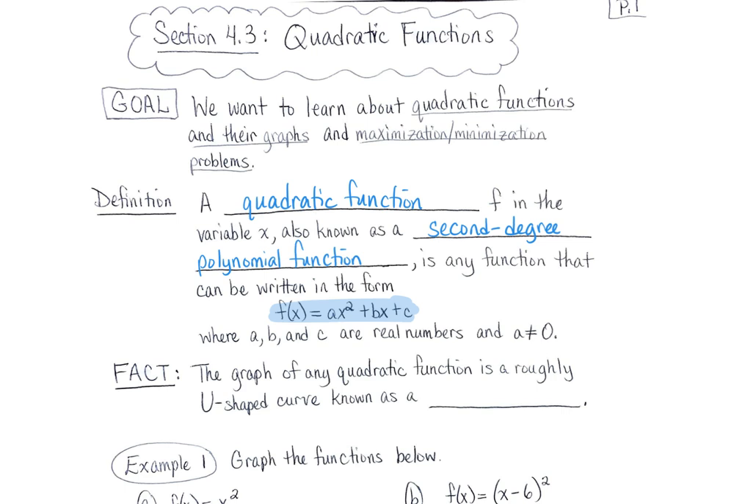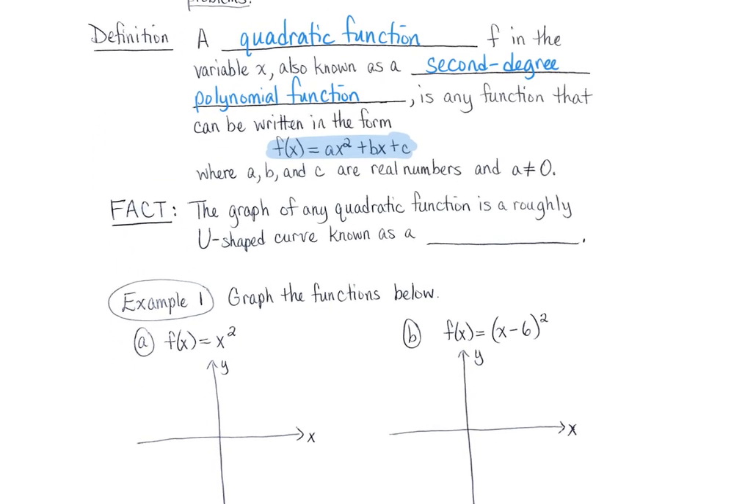Quadratic formula, very good. So you had to have your equation in standard form, which was ax squared plus bx plus c equals 0, to identify a, b, and c, right? In this section, we're learning about quadratic functions, the shapes of their graphs, and maximizing and minimizing problems. The graph of any quadratic function is a roughly U-shaped curve known as a parabola.